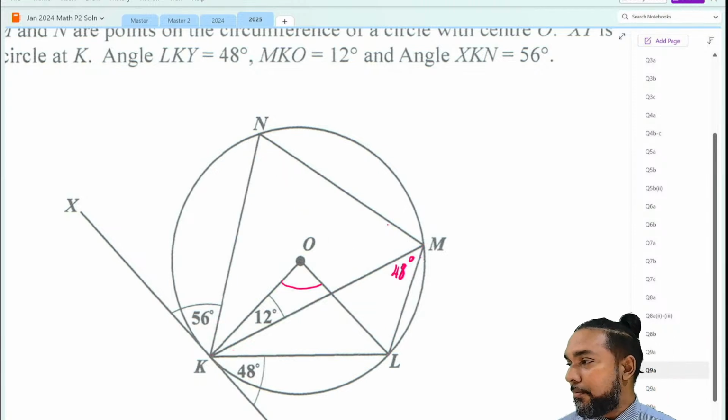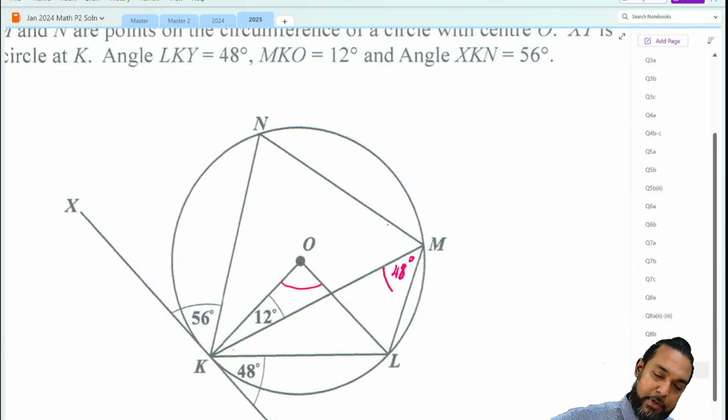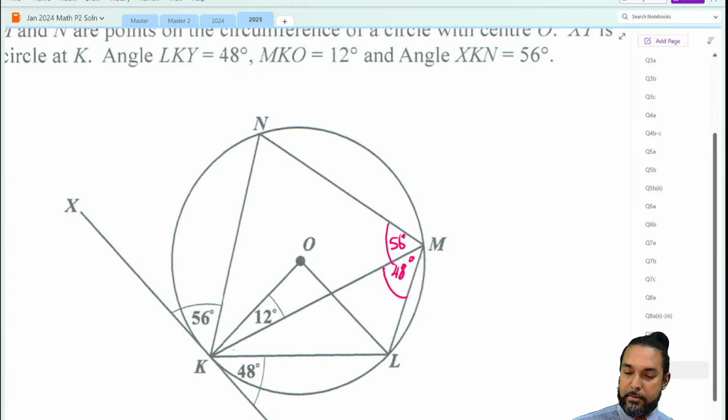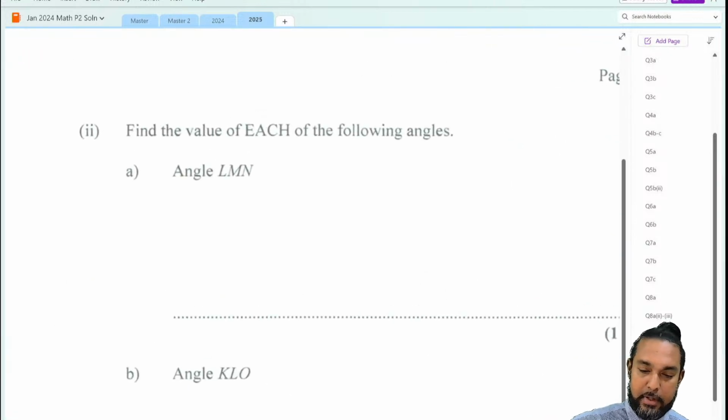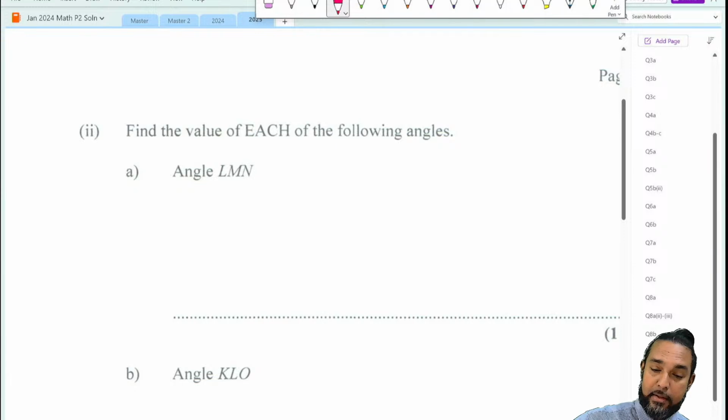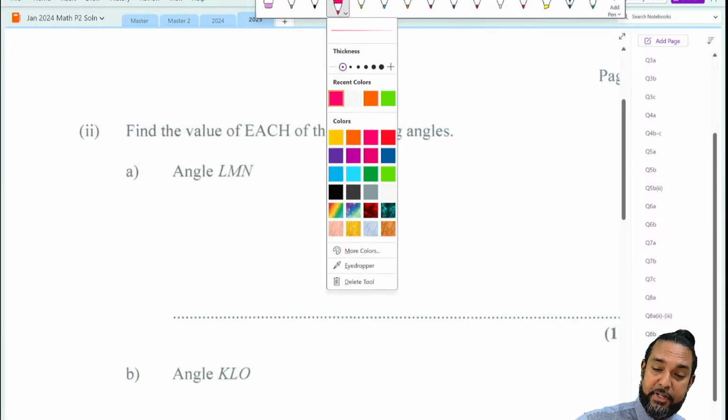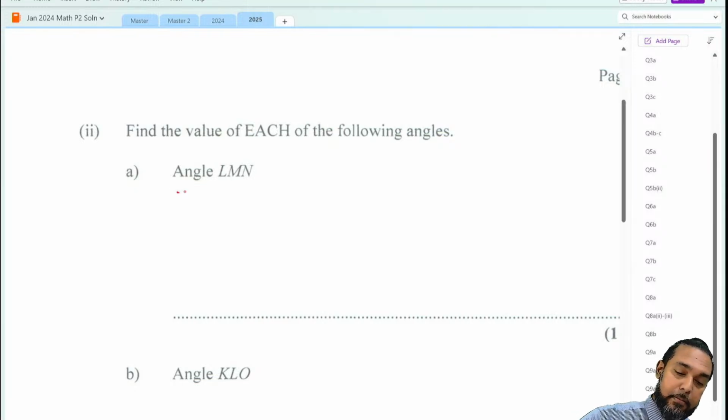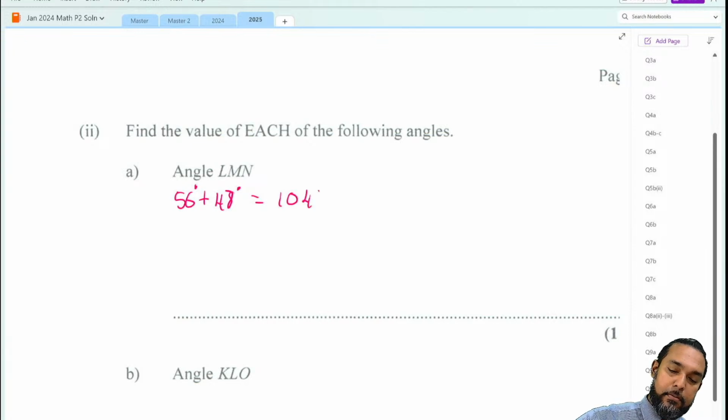Yeah, I put the wrong angle for A. Okay, so that's the 48 there. And again, this angle on this side is 56 for the same reason: the angle between the tangent and the chord is equal to the angle in the alternate segment. So LMN. Oh, they didn't ask for any rules or anything. They just asked for the value. So you can put 56 plus 48, and that's equal to 104.